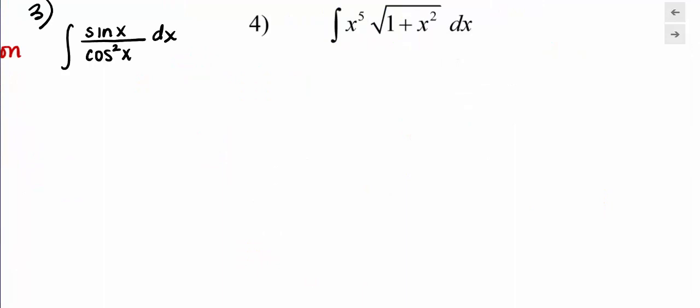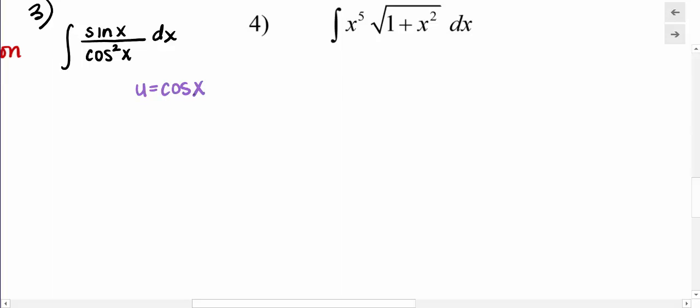Okay, so let's do u-substitution on this number 3 here that I just wrote down. It is sine of x over cosine squared x dx. So the part that is the function inside of another function would be that cosine of x, because it is being squared, of course, in the denominator.